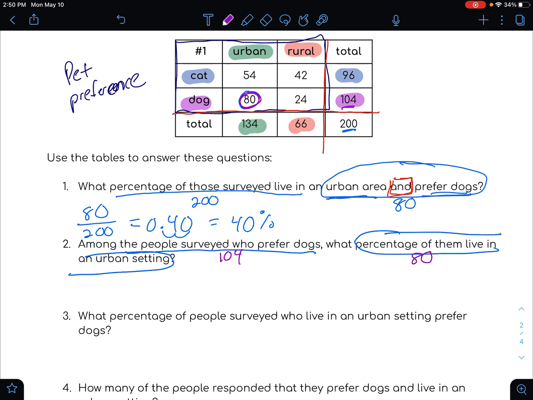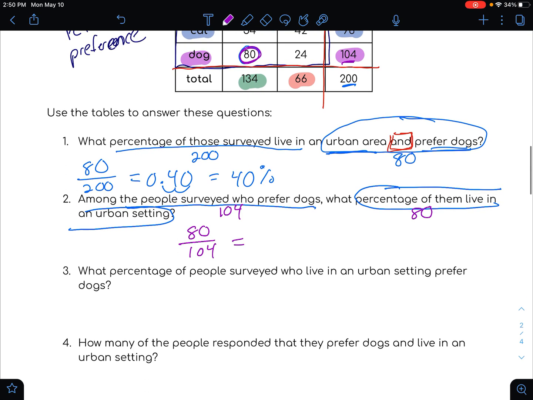So 80 of the dog row are living in an urban setting. Okay, so 80 out of 104. So once again, let's go ahead and divide those two.